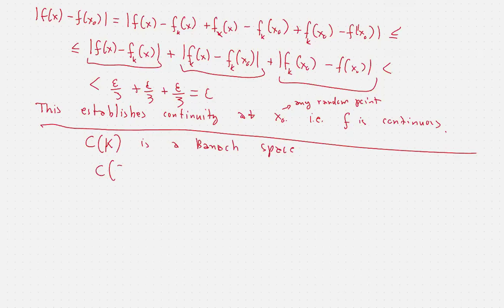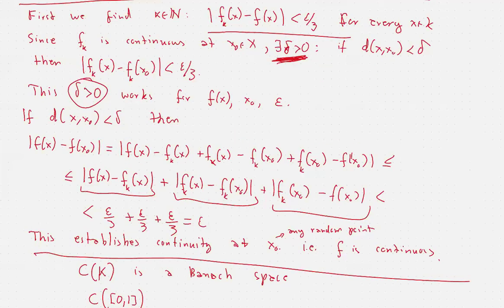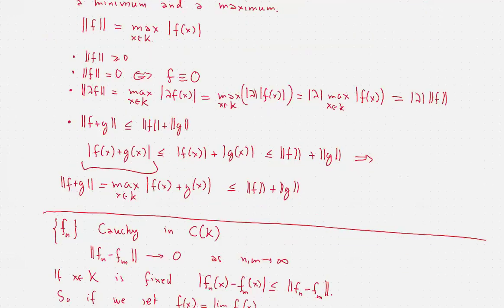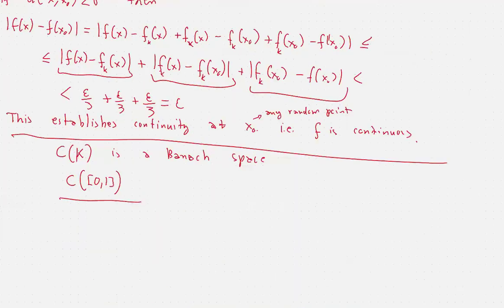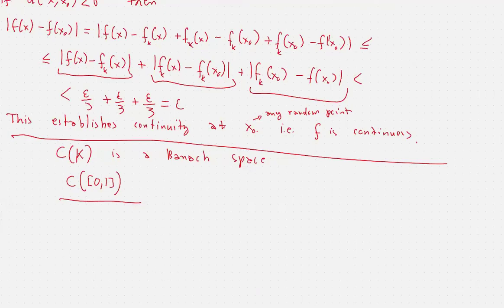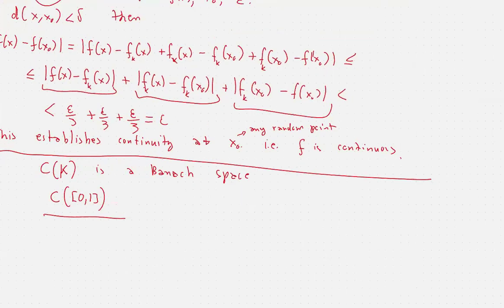So C of 0, 1 is a Banach space. And of course, it's just proven because 0, 1 satisfies the Bolzano-Weierstrass theorem, which tells us that 0, 1 is sequentially compact or compact according to the definition that we gave. This shows, by the way, that continuous functions in 0, 1 are bounded and have a minimum and a maximum. And that completes our account of C of K.